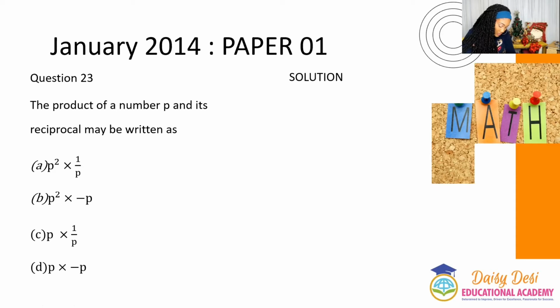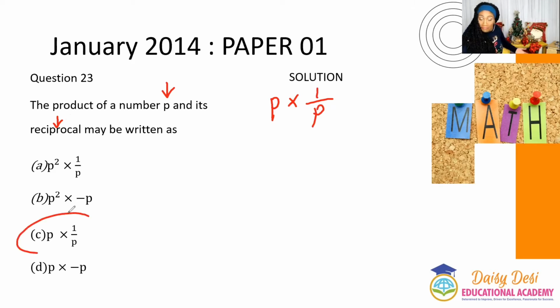Therefore, the product of P and its reciprocal. Now, reciprocal simply means you're putting 1 over P. So the reciprocal of A is 1 over A, the reciprocal of 2 is 1 over 2, the reciprocal of P means 1 over P. So the product of P and its reciprocal may be written as what? Oh, we just have it there. Where is it? Click it here. C.